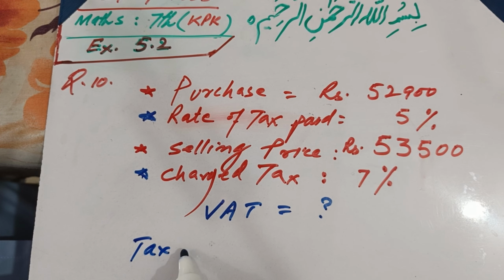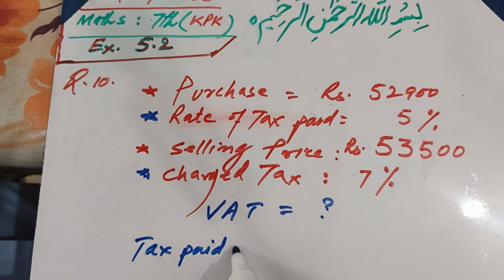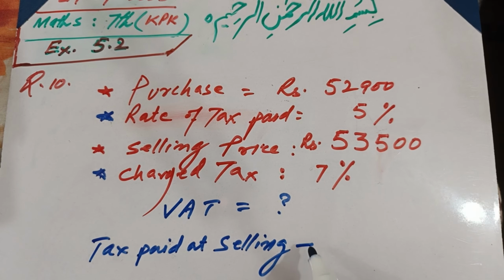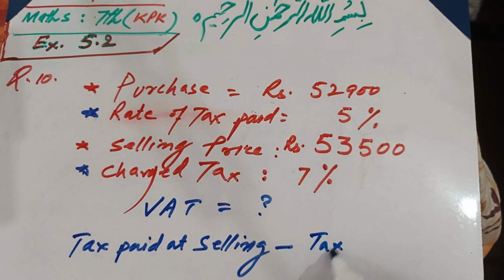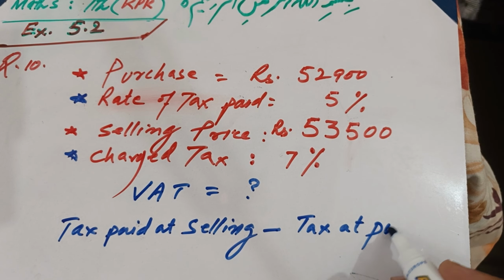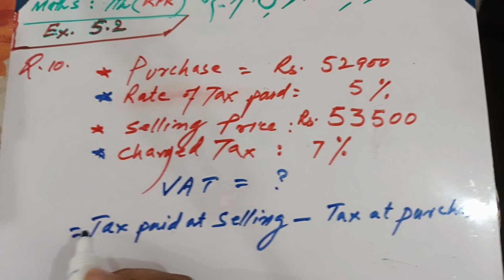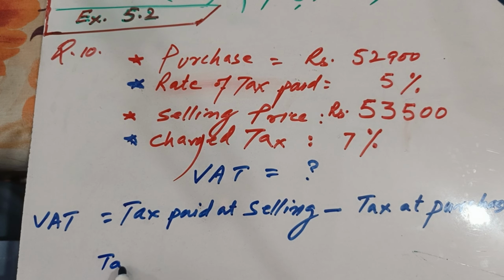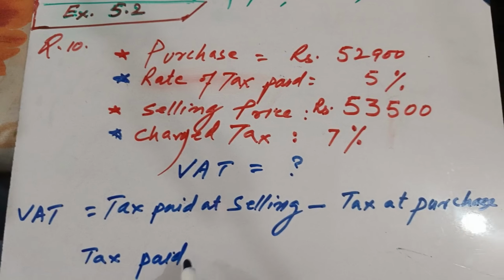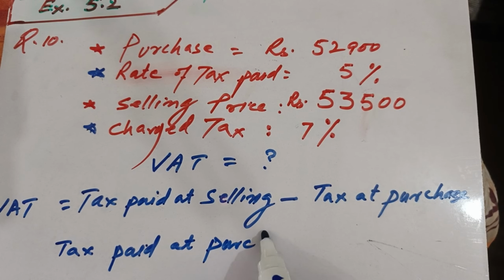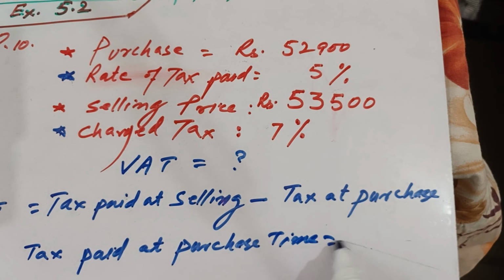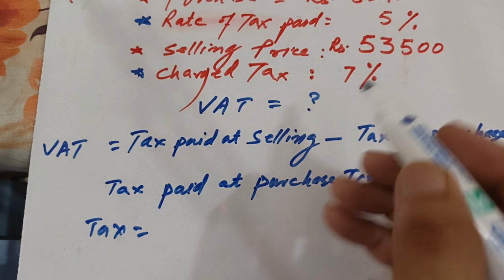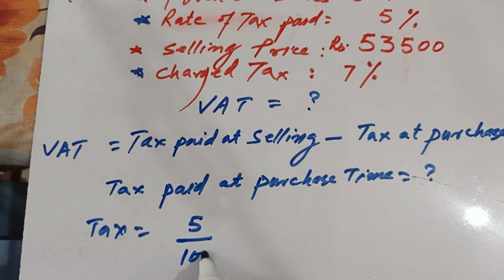Simply, tax paid or charged at selling time minus tax at purchase is called VAT. First, tax paid at purchase time. This tax will be 5% of 52,900.